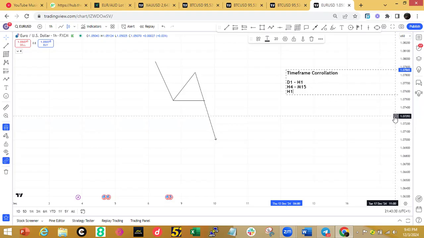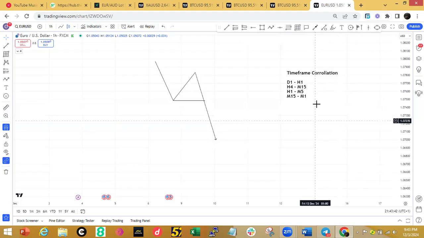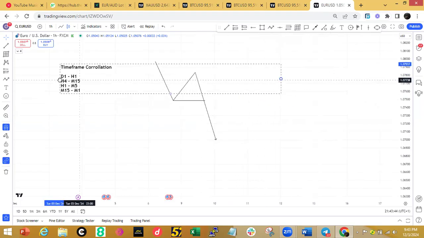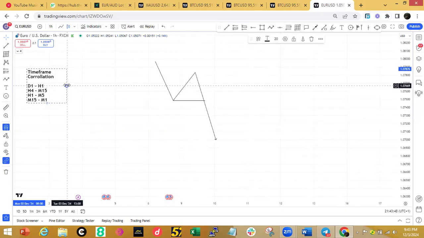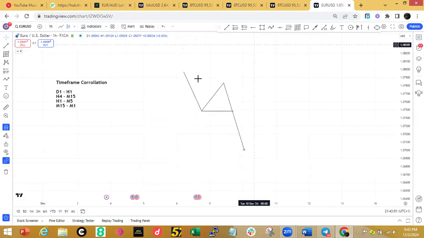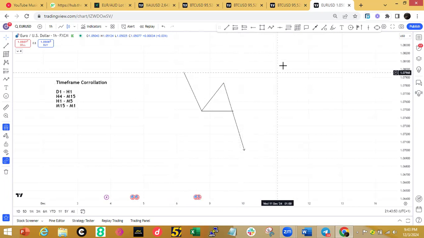If you are using H1, you want to see it where? On M5. If you are using M15, you want to see it where? On M1 or M5, but preferably on M1. Okay, you want to know this. Very, very important. Okay, so now if this is the 15 minutes time frame, right?